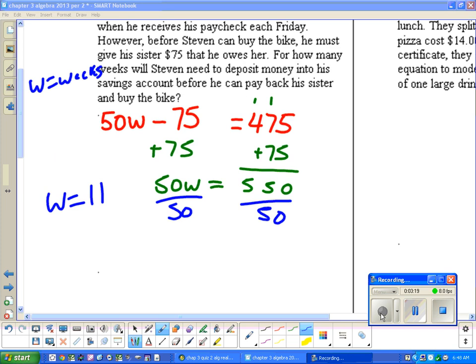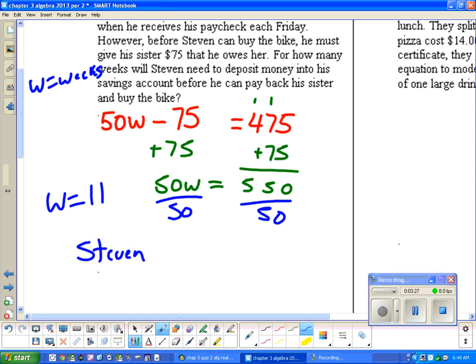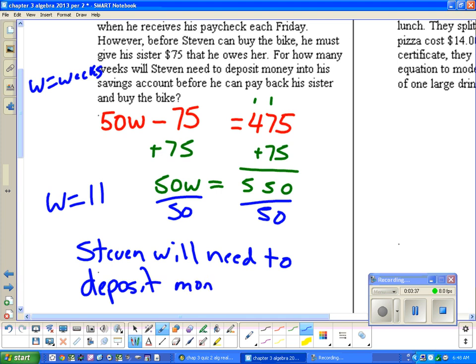And the question says, for how many weeks will Stephen need to deposit money? Stephen will need to deposit money for 11 weeks.